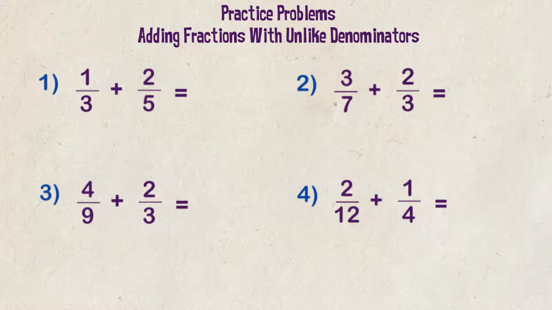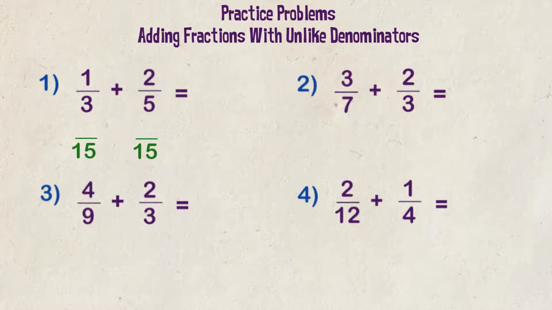Example 1. Add 1/3 plus 2/5. First, we have to get these 2 fractions into equivalents. The best way to do that is to find the lowest common multiple of both 3 and 5. In this case, the lowest common multiple is 15. Let's convert these fractions into equivalents with a denominator of 15.